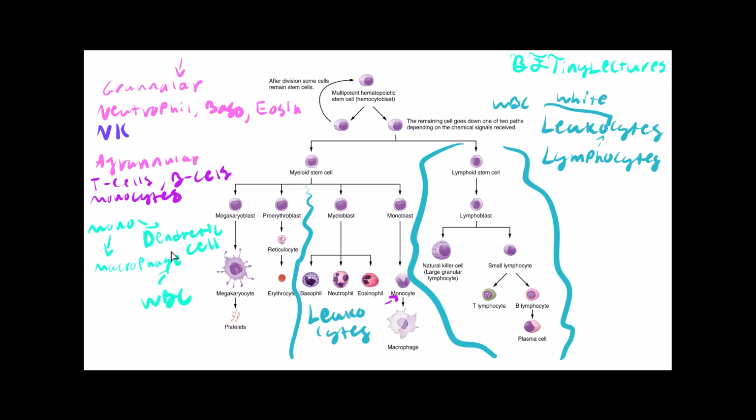And so there are always going to be exceptions to the rules. For instance, you can't say, oh, all lymphocytes are agranular. That's not true, because a natural killer cell is a lymphocyte, but it has granules. You can't say all leukocytes are granular. That's not true, because the monocyte is a leukocyte. However, it is agranular. So the exceptions are the NK, which is a lymphocyte that is actually granular, and the monocyte, which is agranular, but is also a leukocyte.